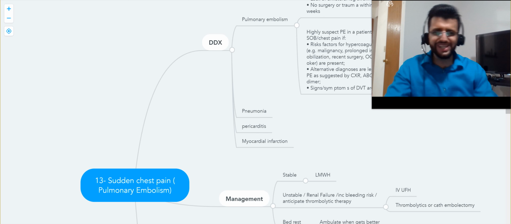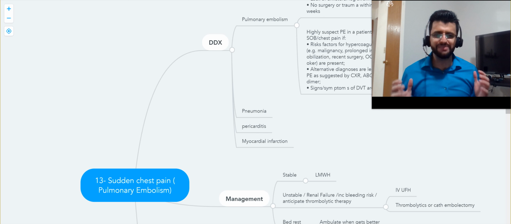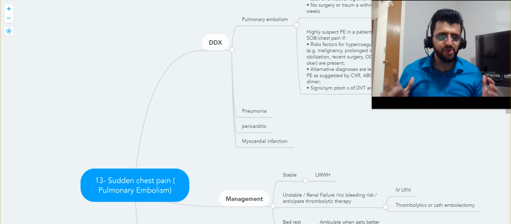Hello, everyone. Our topic for today is something fascinating. It is the pulmonary embolism.